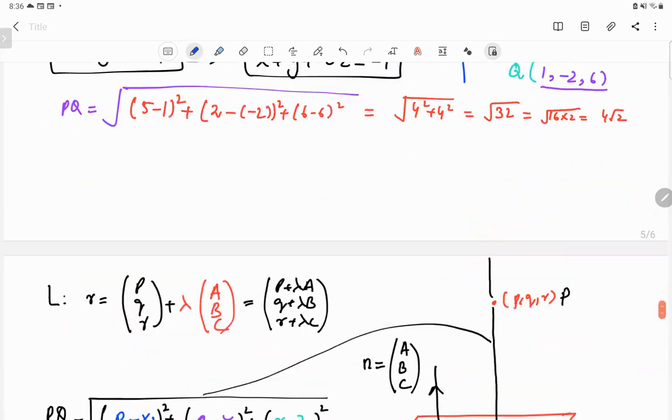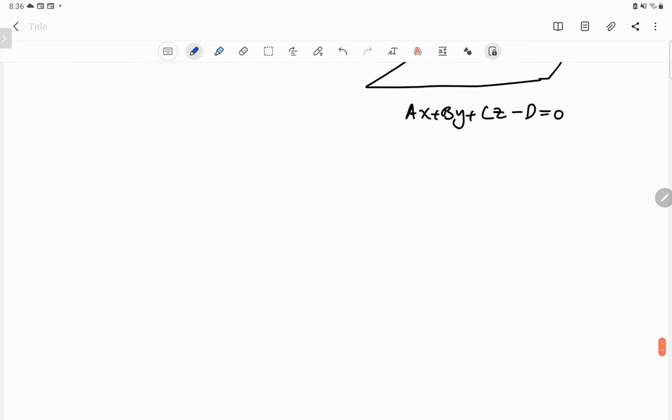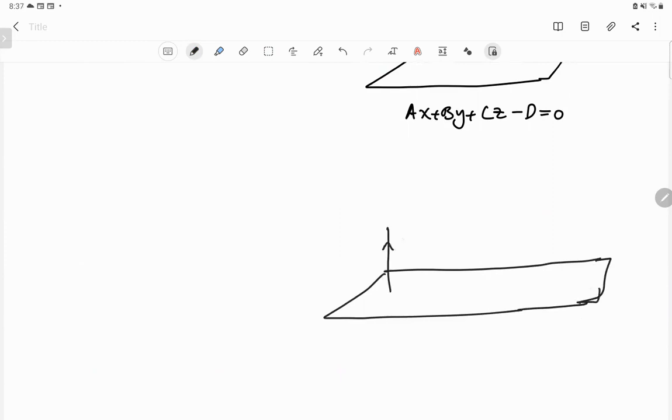I think I should redraw this whole question again rather than erasing the previous. You know, this is the plane. Its normal vector is i plus j, and it contains a point. The point was equal to what?